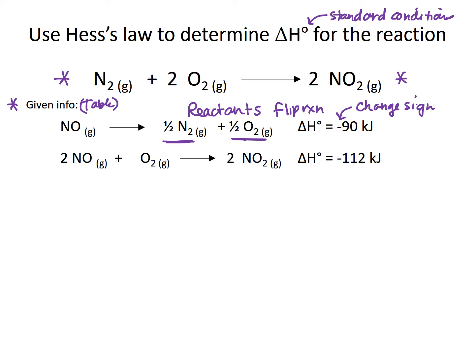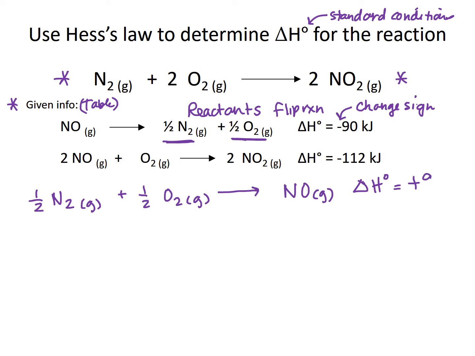So what I'm going to do is take all of these products and write them on the reactant side. So 1/2 N2 gas plus 1/2 O2 gas goes to NO gas. And now the delta H for this reaction, instead of being a negative 90, is going to equal positive 90. So first thing, I see my reactants here as products, but they need to be reactants, so I flip the reaction.